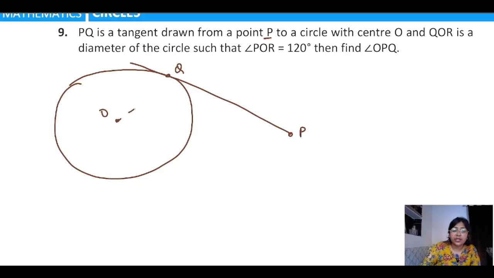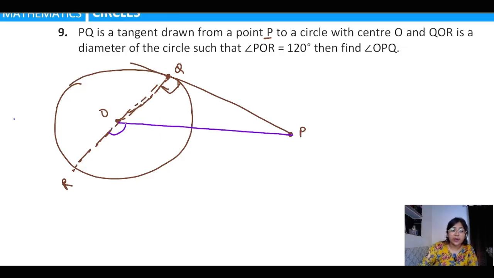O is the center. We know the radius and the tangent are perpendicular to each other. It means this angle OQP is 90 degrees. And they are saying that QOR is a diameter. So diameter is the longest chord which passes through the center. So QOR is the diameter. Such that angle POR. So first we need to draw the line.